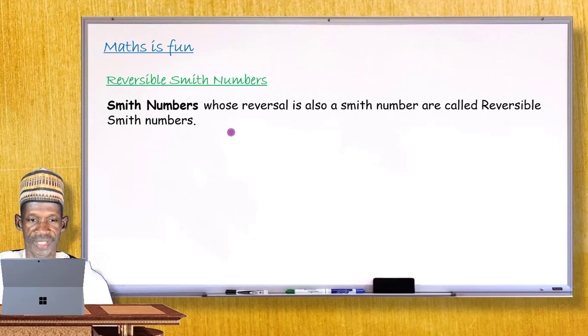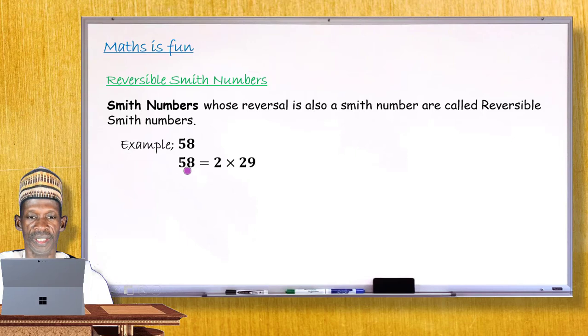So let's just take examples of reversible symmetric numbers. One of them is 58. So 58 is symmetric, and it is indeed a reversible symmetric. But let me explain the term symmetric here. 58 is symmetric because if you factor 58 as 2 multiplied by 29, the digit sum in the factors and the digit sum in the number itself will be the same. Let's just find out and see.